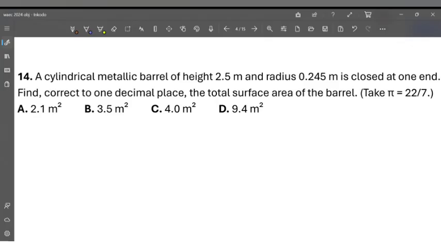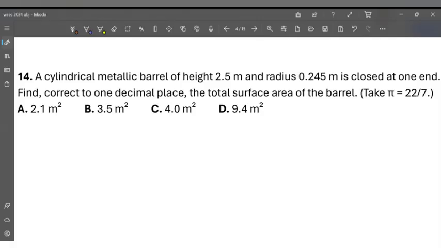All right, so let's look at question number 14. A cylindrical metallic barrel of height 2.5 meters and radius 0.245 meters is closed at one end. Find, correct to one decimal place, the total surface area of the barrel. Now, what is the formula for total surface area?